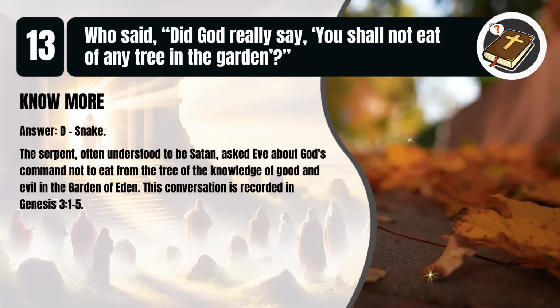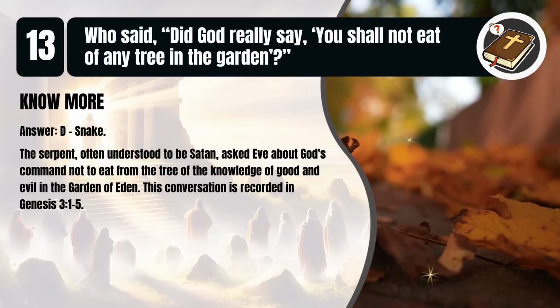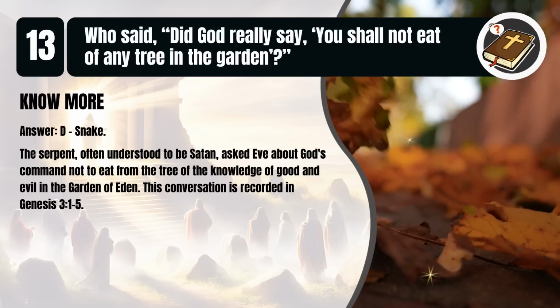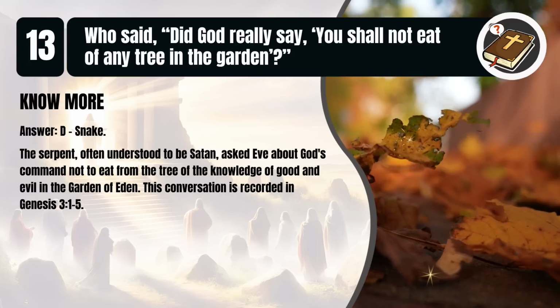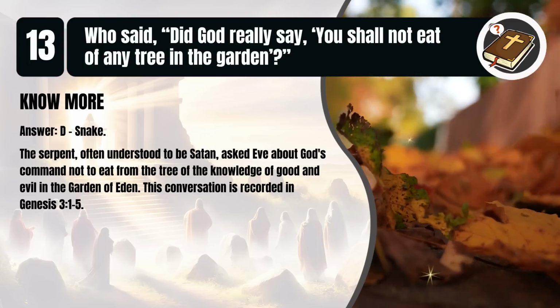That's D. Snake. The serpent, often understood to be Satan, asked Eve about God's command not to eat from the tree of the knowledge of good and evil in the Garden of Eden. This conversation is recorded in Genesis chapter 3, verses 1 to 5.